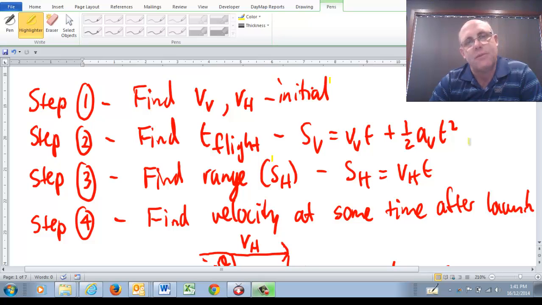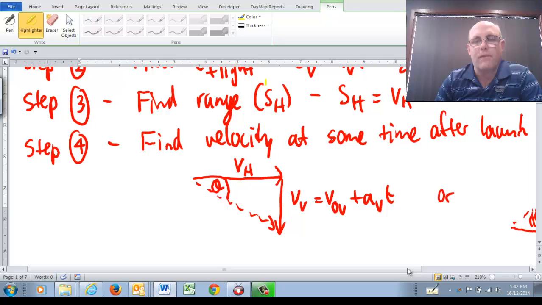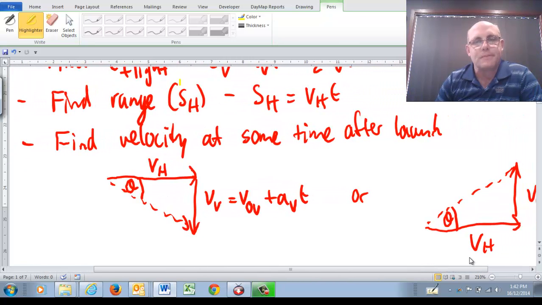The second step normally asks you to find the time of flight, and we will always use the SV formula to do that, unless sometimes there are occasions where it will give you the horizontal distance and some other information, so you might use that formula, but generally it's the first one. Step 3 would normally find the range using our SH formula with our T. And then step 4 might be to find the velocity at any particular time.